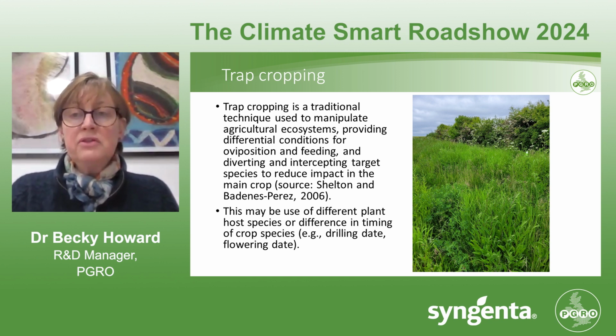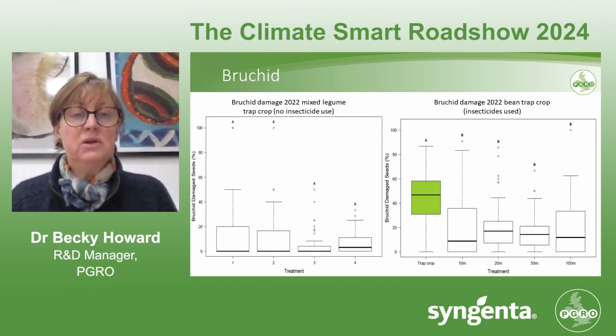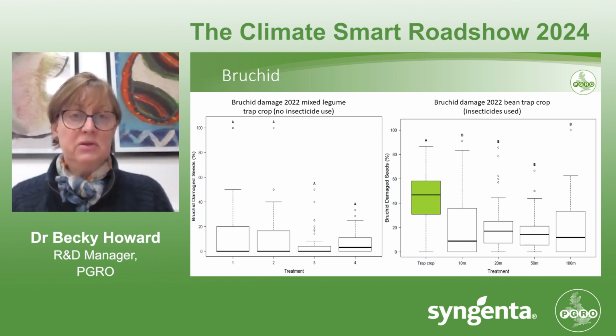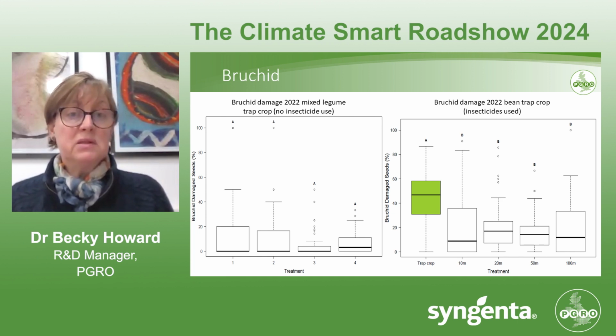One of the stronger themes that has come out of the 3 years of study is when we look at bruchid damage. On the left-hand side of this set of figures, we're looking at the more regenerative approach, and these are farms that have had long-term exclusion of insecticide use and are using the mixed flowering trap crop, including legumes. On the right-hand side, the figure is showing the very late sown winter bean trap crop compared to the spring sown beans. On the regenerative farms, they're also spring sown beans as the main crop.